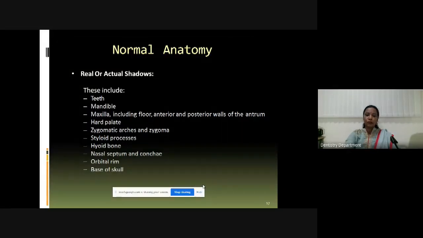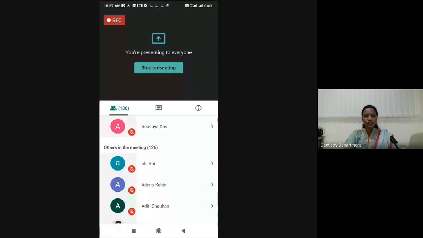Next, we are moving on to the normal anatomy. We are going to see the different structures present in the OPG, which we call real or actual shadows. In this, we are going to see the teeth, mandible, maxilla, hard palate, zygomatic arches and zygoma, styloid process, hyoid bone, nasal septum and concha, orbital ring, and base of skull.